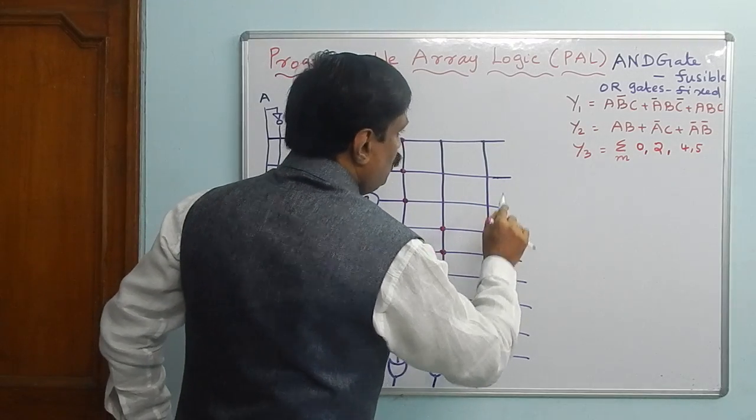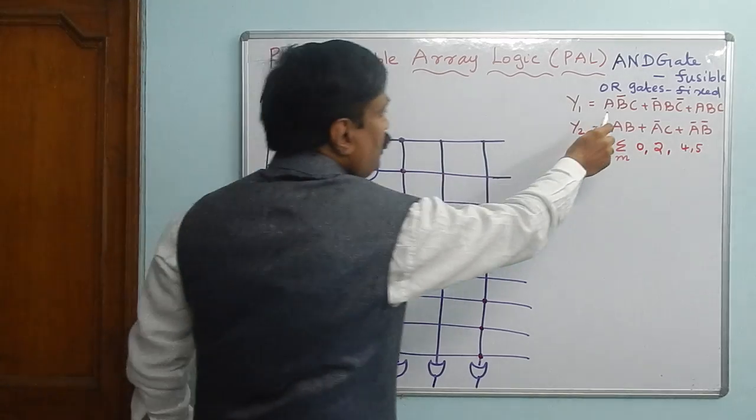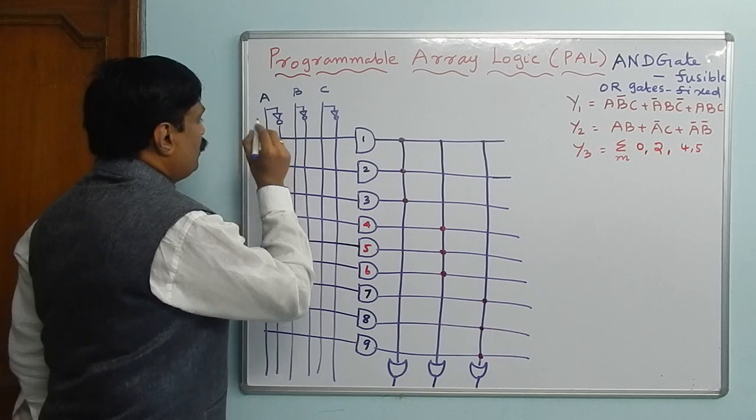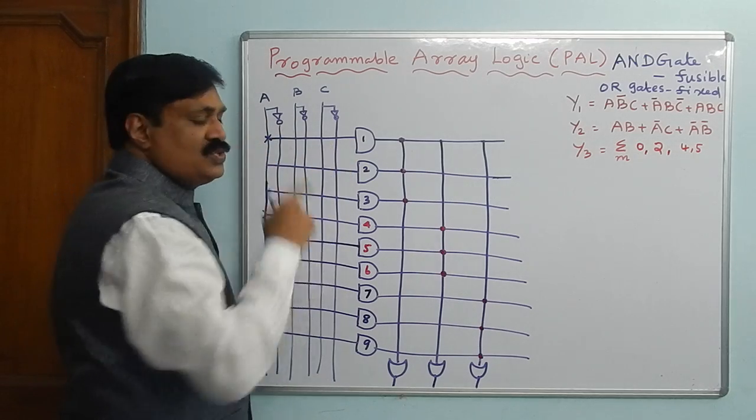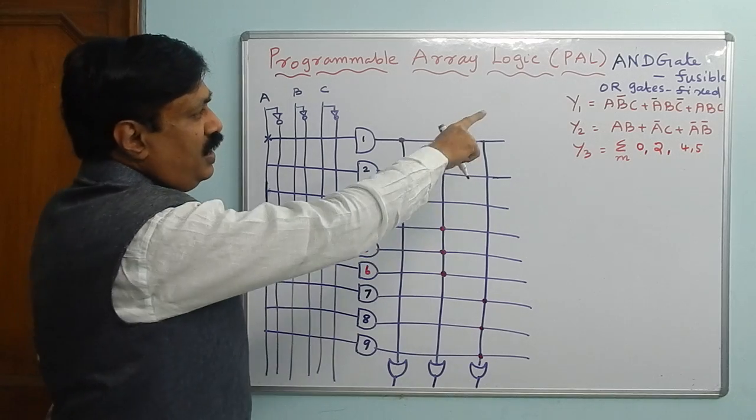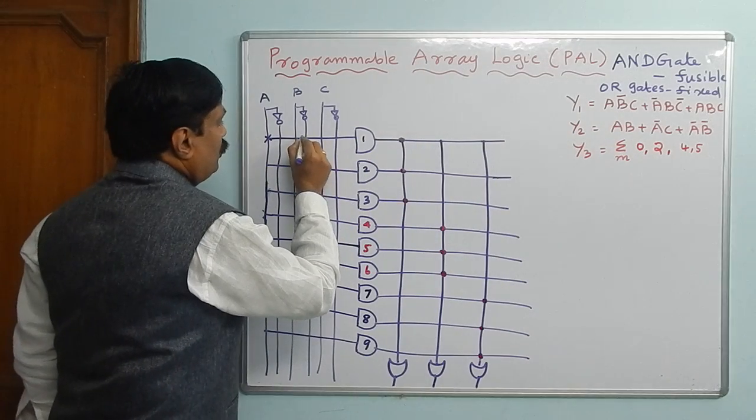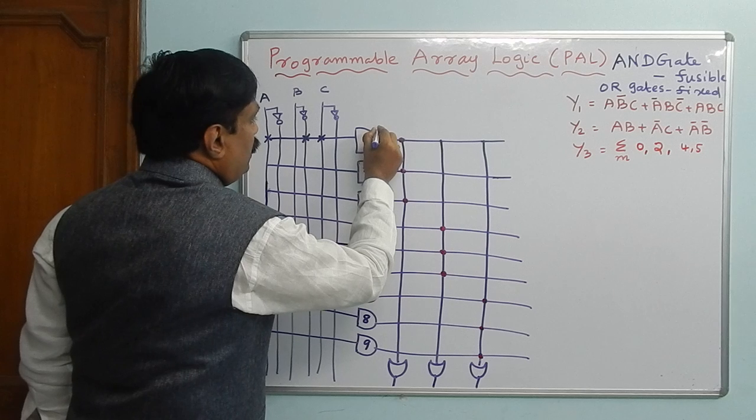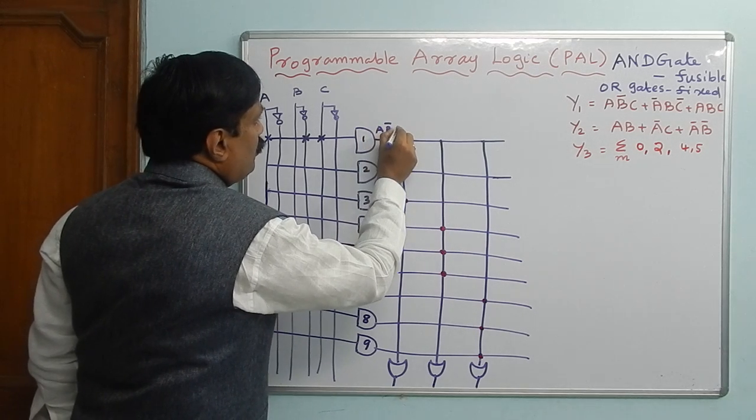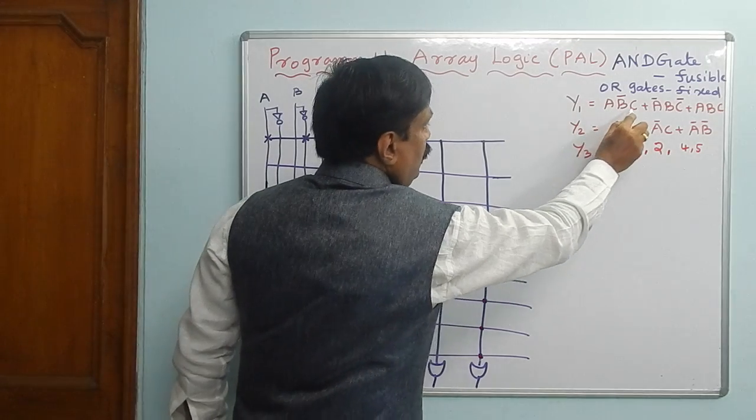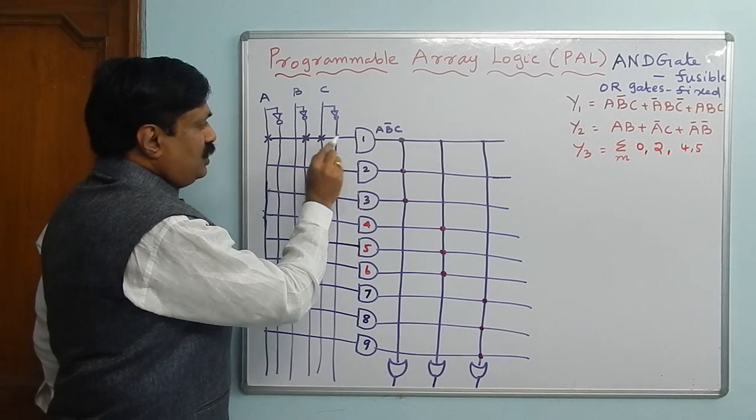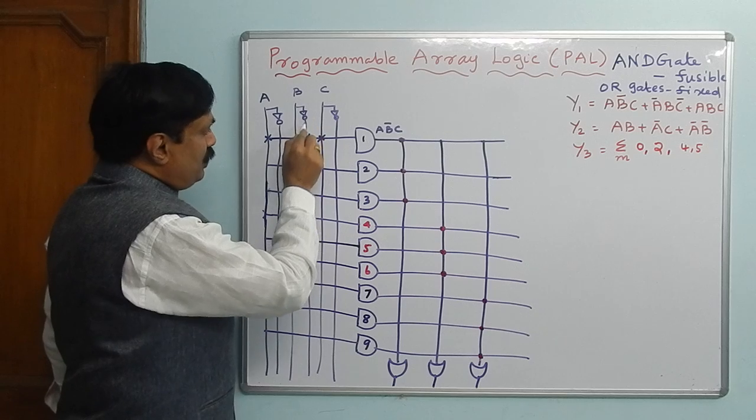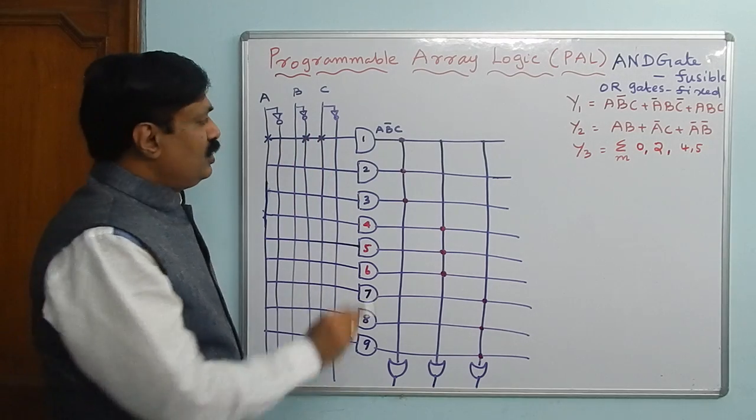Now for three equations, how to implement this? Already we know the first one is A, B bar, C. It is a product term. If you put a cross here, that means this variable is connected to this AND gate. Here A is connected, and then B bar, and C. Now this AND gate is A, B bar, C. A terminal is connected, B bar is there, and C is there.